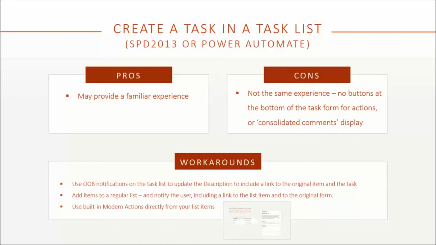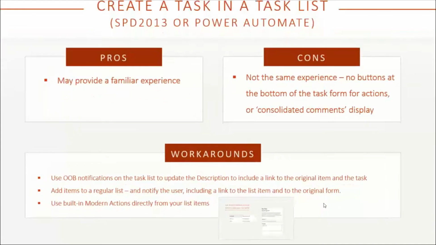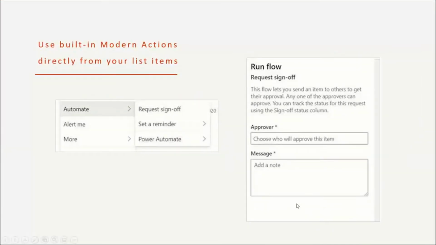But the bottom line is you're not going to get the same experience with the buttons and with the task list. I don't think it's possible with the modern artifacts to create something that replicates precisely the experience of an out-of-the-box SharePoint 2010. But you do get these modern actions, right, on the list. You can also use these modern actions directly from your list item. So that's another alternative. Do we know if we can customize these?